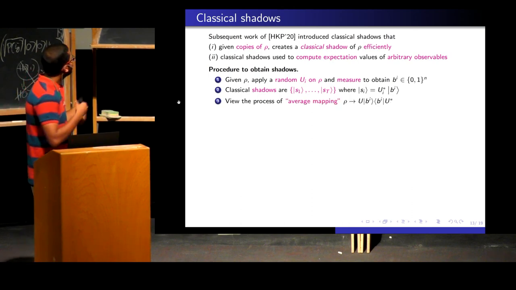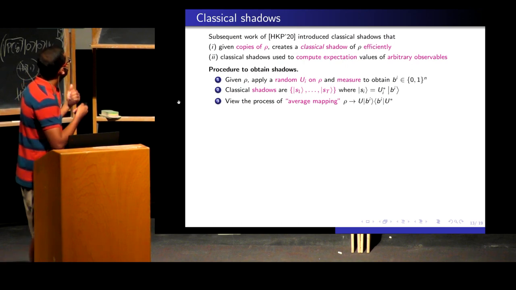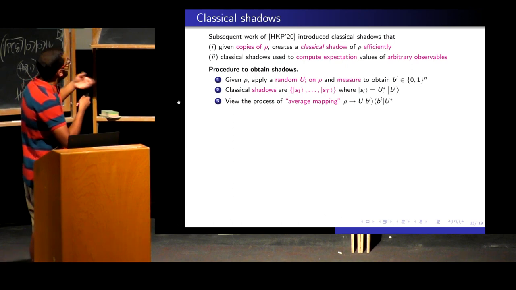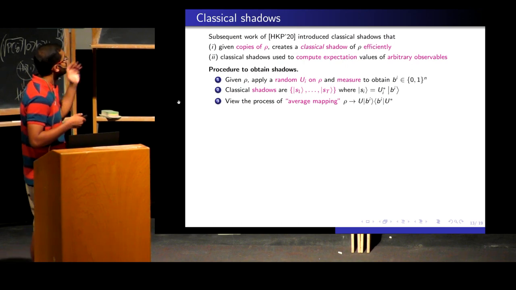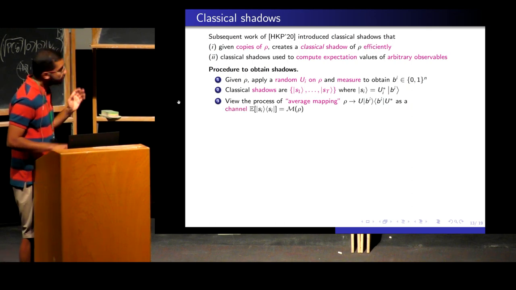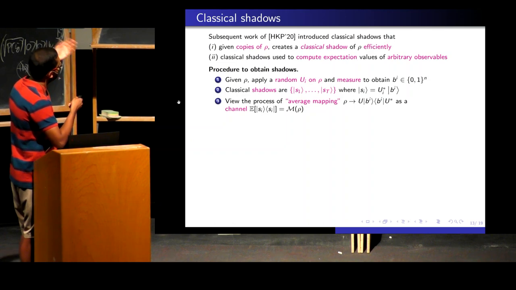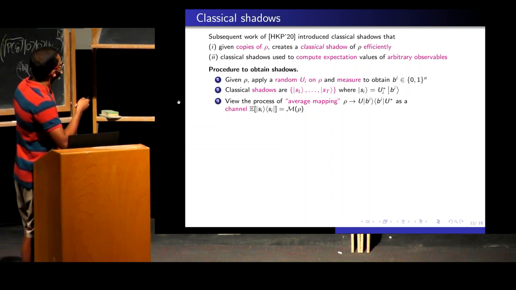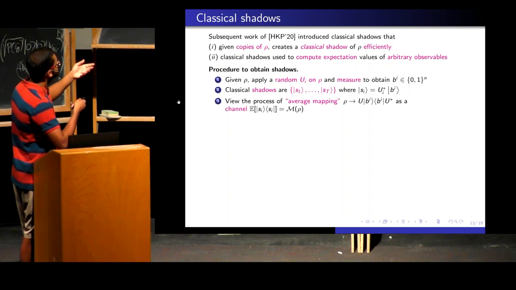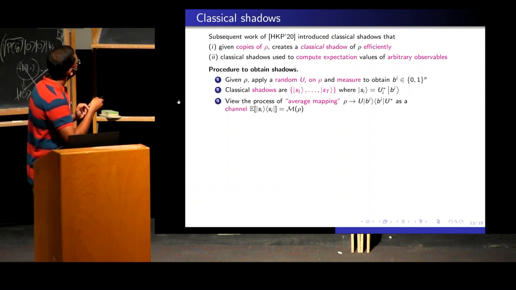One way to view this procedure of taking rho, applying this random unitary, and then performing this measurement, is as a quantum channel. This expectation is with respect to applying the random unitary and this measurement. So think of this quantum channel M that takes rho and produces this classical bit string S1 to SD. I write it as a quantum state, but you can just think of it as a bit string.